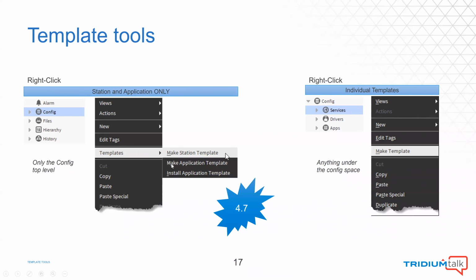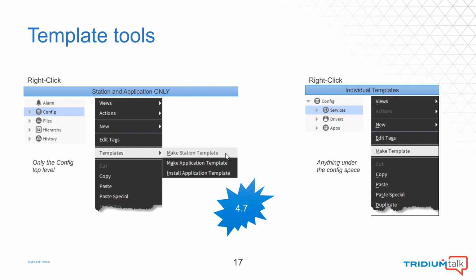In 4.7, when you right-click on the config, we actually now give you 3 options. We can make the station template, which we're familiar with, and then we can make this application template. And again, since these application templates can be installed in a running station, we needed a mechanism then to install that template. So we give you those 3 new menus in 4.7.